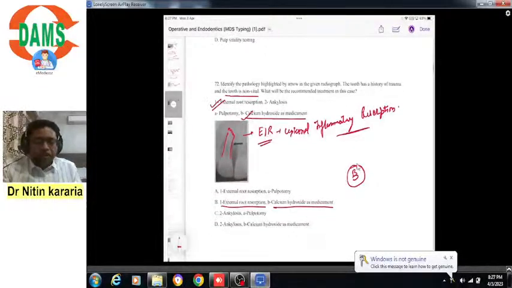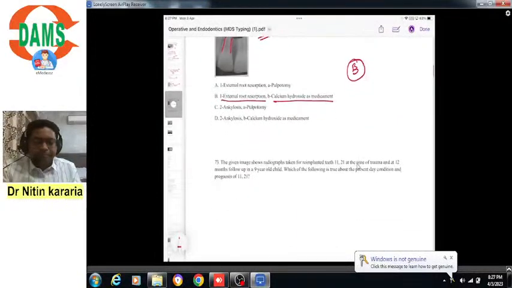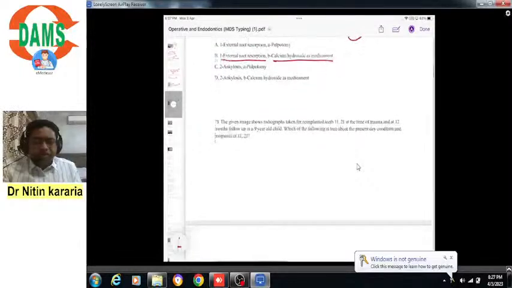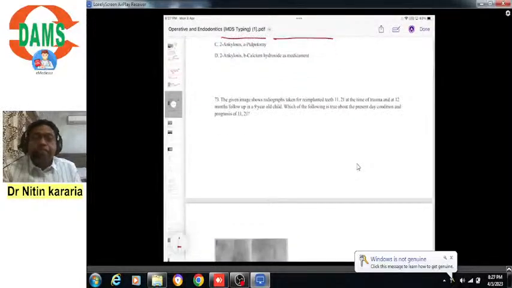We move over to the next question. The given image shows radiographs taken for reimplanted teeth number 11 and 21. The two maxillary central incisors have been reimplanted. At the time of trauma and at 12 months follow-up in a 9-year-old child, which of the following is true about the present day condition and prognosis of the two teeth?